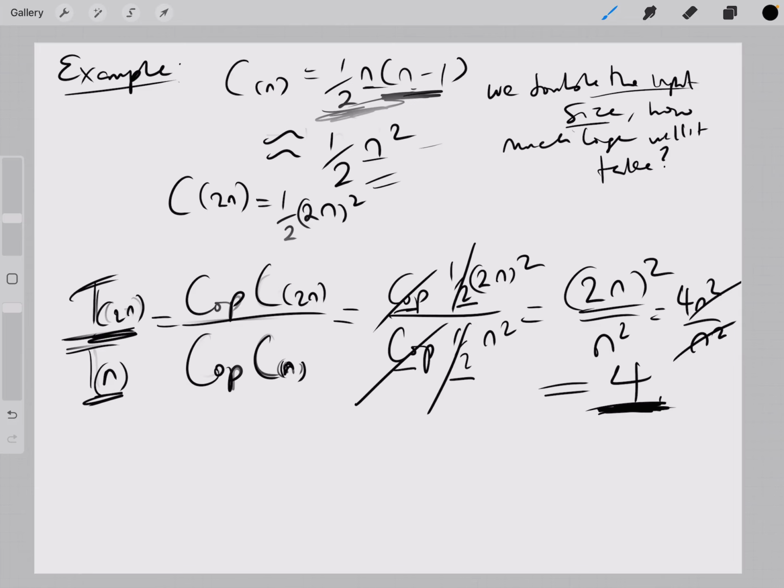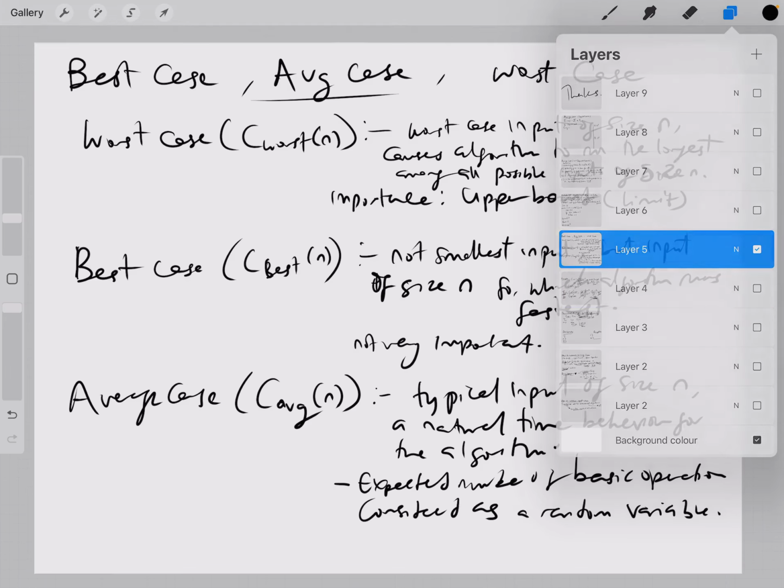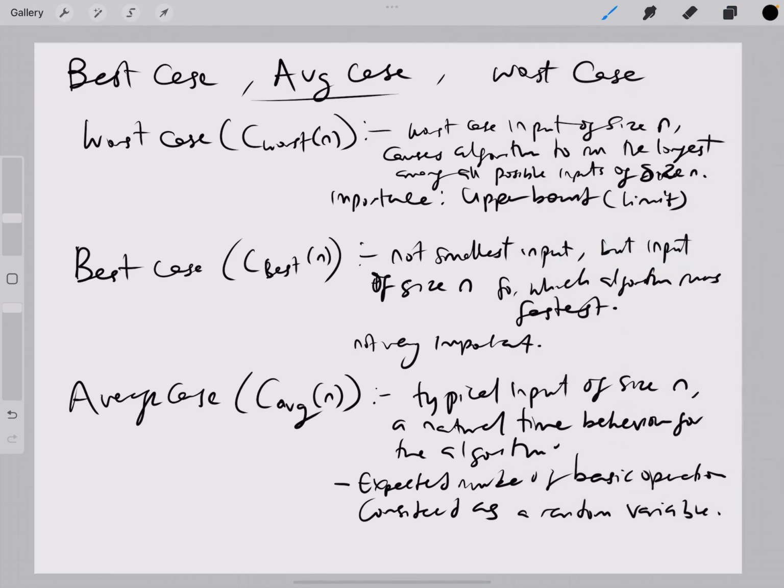So moving on, we have the best case, average case, and worst case time efficiency. How do we address this? For the worst case, we can determine the worst case of an input of size n as the input that causes the algorithm to run the longest among all possible inputs of size n. We are trying to say that whatever causes the most stress to the algorithm, that takes the biggest amount of time for that algorithm, is going to be the worst case. There's no other, it can't get any worse than that. That's the longest it will ever take.